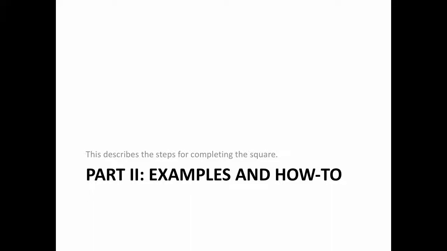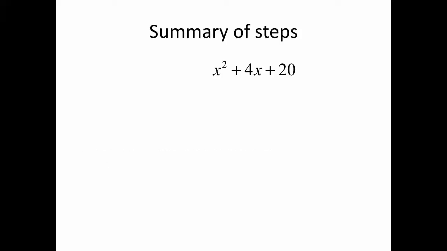In this next video, we will take a look at some examples and see how to complete the square algebraically. We'll summarize the steps by looking at the polynomial that we looked at in the first video, x squared plus 4x plus 20. Now the whole process looks like this. First thing we do is we group the x squared and x terms together to kind of keep them separate from the constant term.